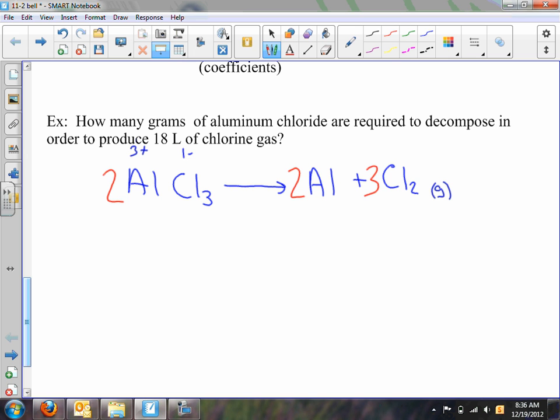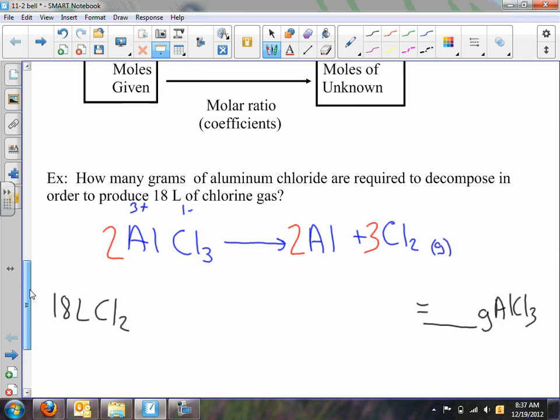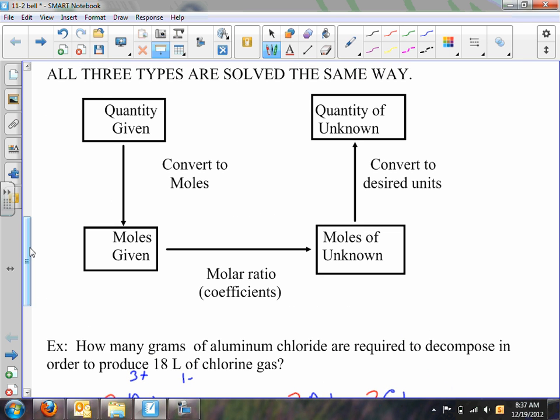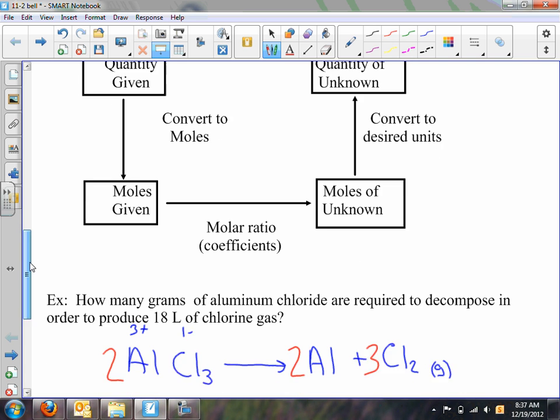The reason we need that is for the second step, the molar ratios. So now I want to write down what I'm given. In the problem, I'm given 18 liters of chlorine gas. That's what I'm trying to produce. And I want to find grams of aluminum chloride that's required to make that 18 liters. So I know what's given, what the unknown substance is.